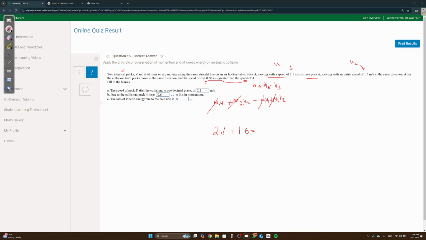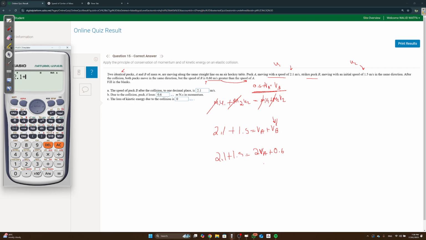Okay, so we know this is equal to V1 plus V2. Let's just call them A and B. What do we know VB is? 0.6 plus VA. So 2.1 plus 1.5 is equal to 2VA plus 0.6, if you substitute VB as 0.6 plus VA. You're going to get 2.1 plus 1.5 minus 0.6, divided by 2. You're going to get 1.5 as VA. And they're asking for the speed of B, which we said is 0.6 plus VA. So VB is 0.6 plus 1.5 equals 2.1 meters per second.